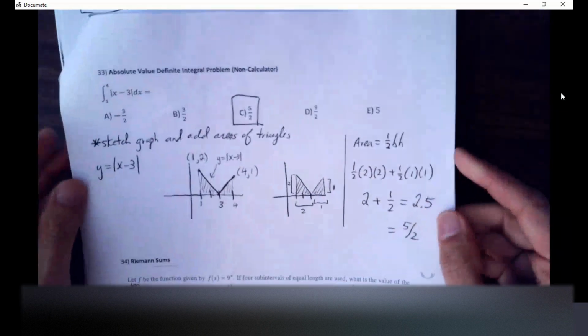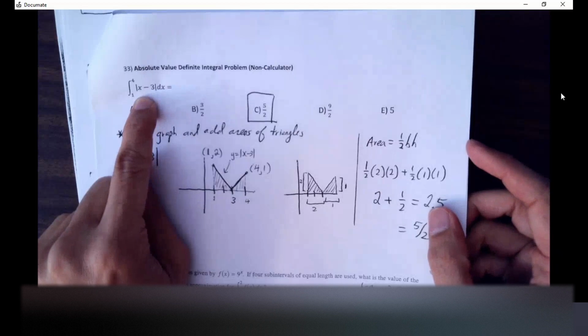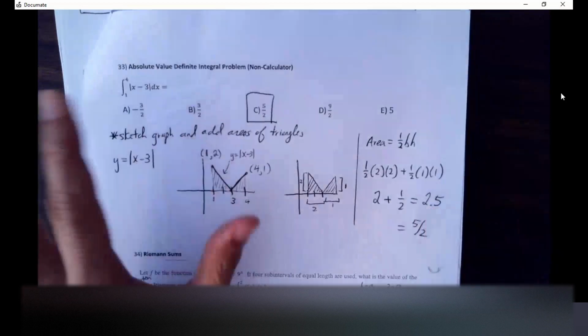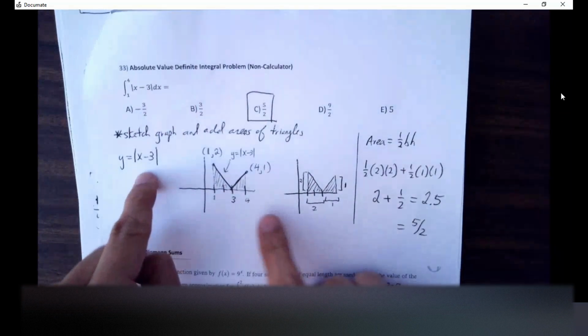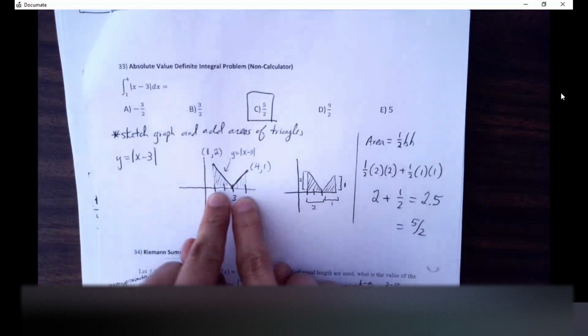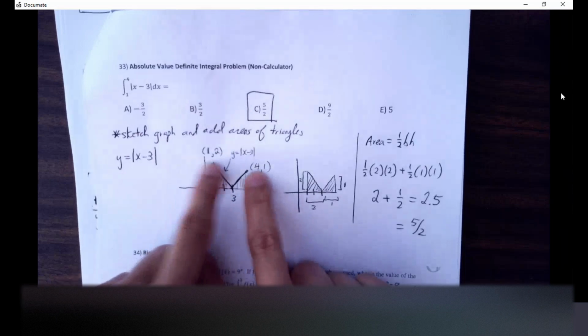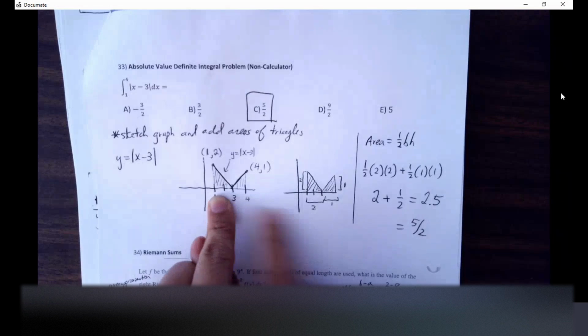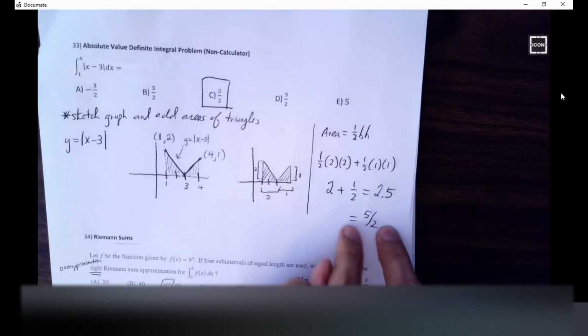Expansion, and then last page here, absolute value. If you're asked to find the integral of an absolute value function, this will have to be a part of a non-calculator section. So what you do is you sketch the graph of absolute value of x minus 3, and then you're going to see two triangles form. And then from the two triangles, you'll be able to identify the height and the width of these triangles, and then do 1/2 base times height, 1/2 base times height.